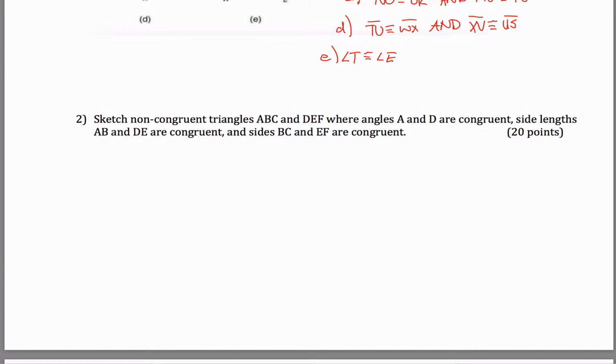Number 2, sketch non-congruent triangles where angles A and D are congruent, side lengths AB and DE are congruent, and side lengths BC and EF are congruent. This is getting at the fact that if you have two sides and one angle, and that angle is not between the two sides, this doesn't guarantee or give congruency.